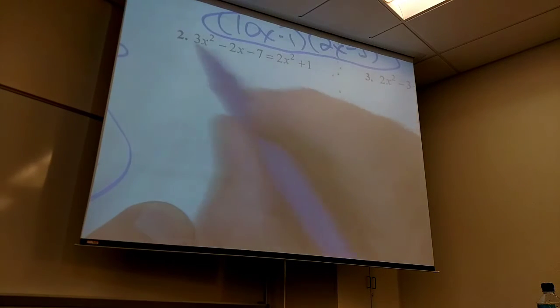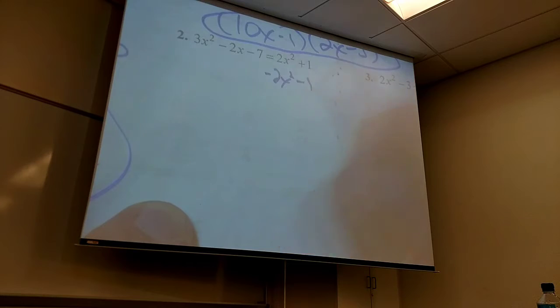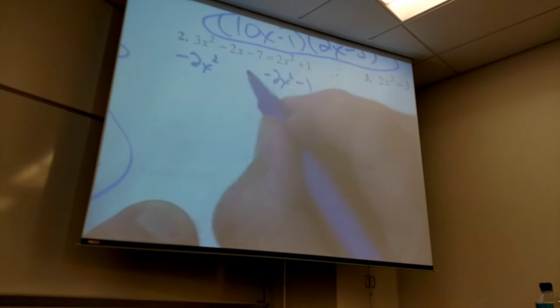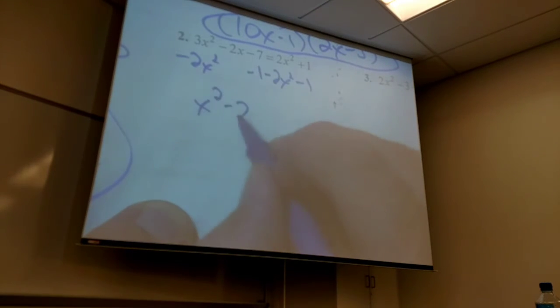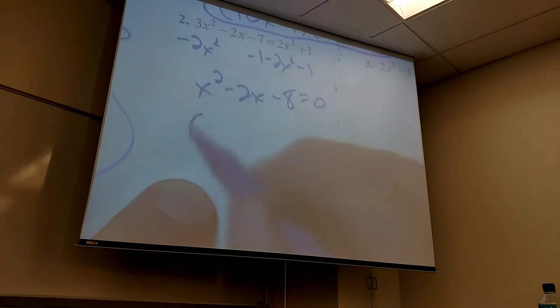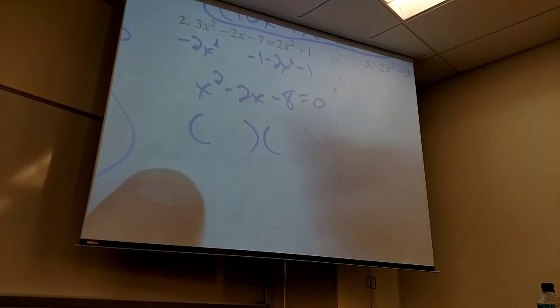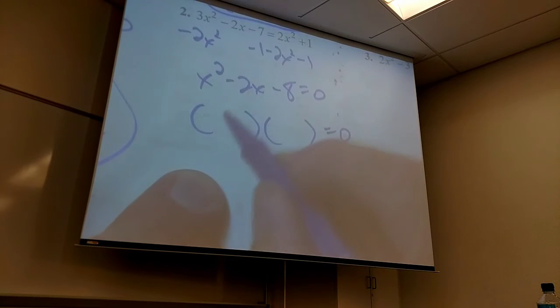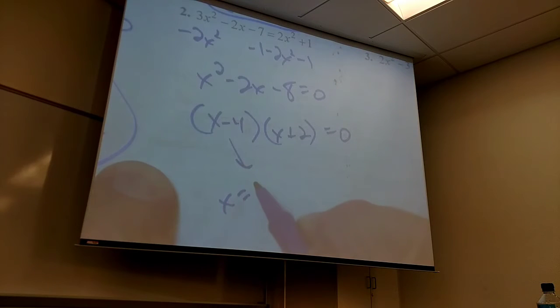So then you have to subtract 2x squared, subtract 1. So you get x squared minus 2x minus 8 is 0. And thankfully this factors out. (x minus 4)(x plus 2), so you get x is 4, negative 2.